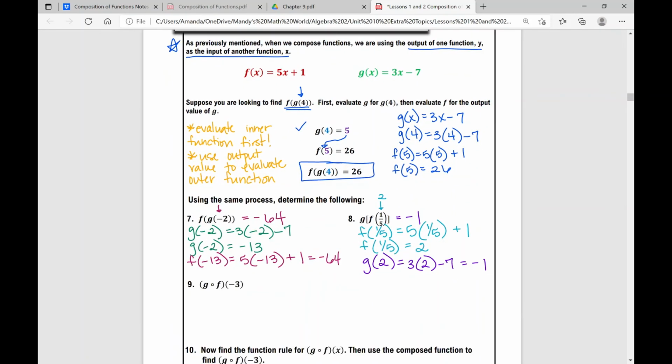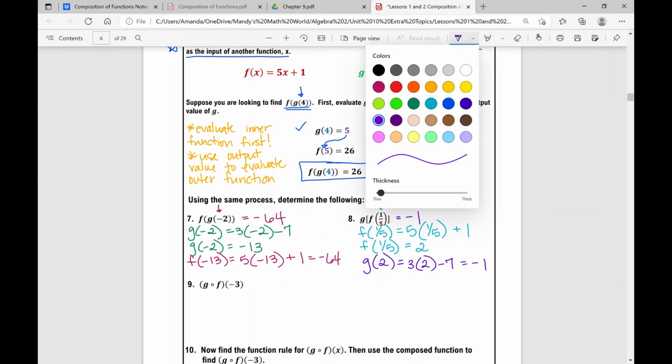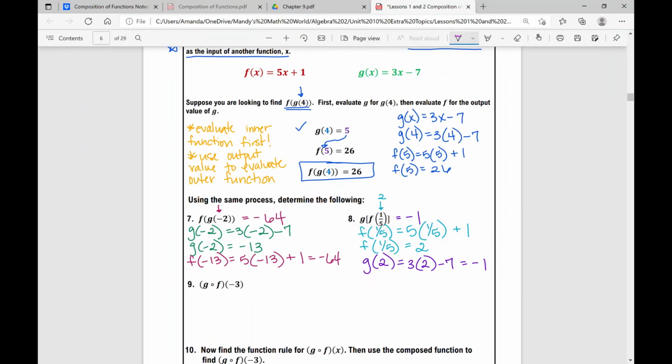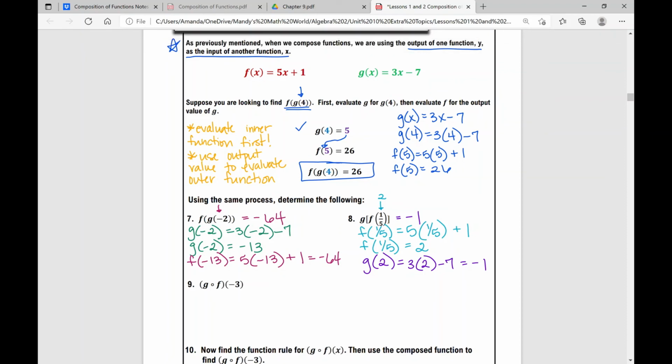Let's move on to g of f of negative 3. And remember, I've just written it like this because sometimes you might see it like this. It still means g of f of negative 3. If you want to write that down, you can write it that way, whatever helps. So the first thing we're going to do is find the value of that inner function, f of negative 3. So f of negative 3 is 5 times negative 3 plus 1, which is negative 15 plus 1, that's negative 14. So f of negative 3 is negative 14.